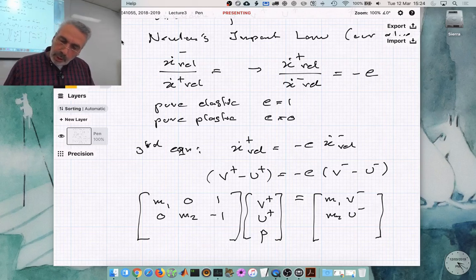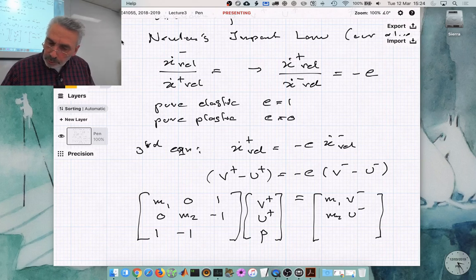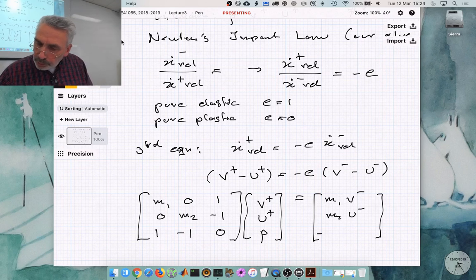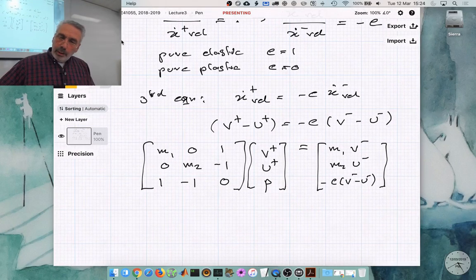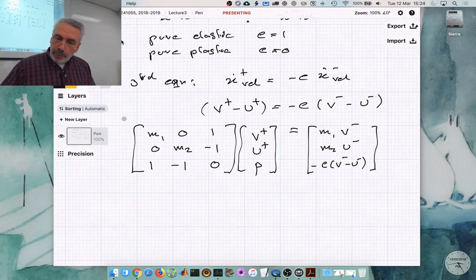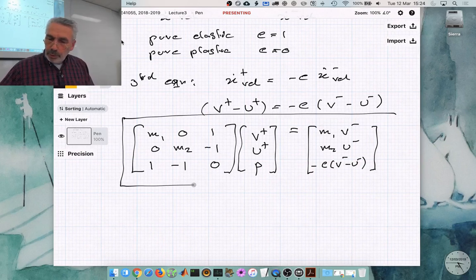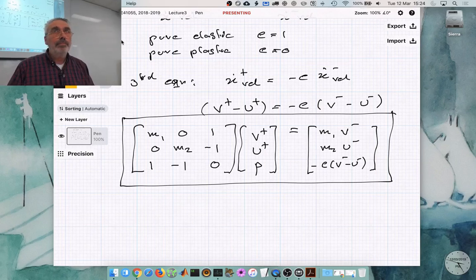Yep. And then the last equation, well, that's here. So that's v1 minus u1, there's no P involved, equals minus e times v minus minus u minus. We have three equations, three unknowns, and so we should be able to solve this, right? It's always dangerous when you see a zero here, but what is the determinant of this matrix?